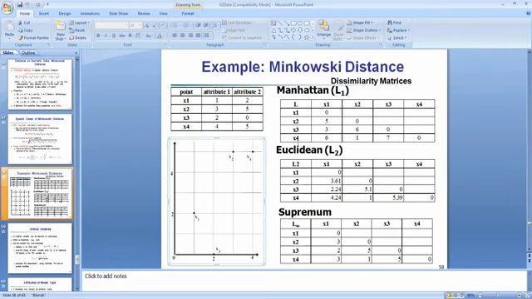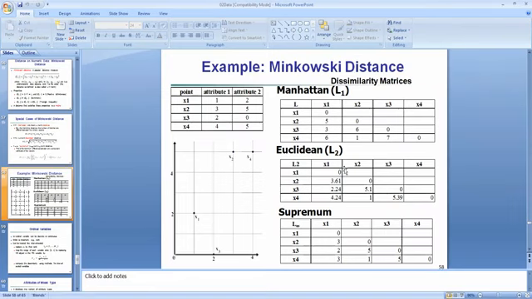For example, the distance between x2, x4 and x1 is 6. Distance between x4 and x2 is 1. Distance between x4 and x3 is 7. Distance between x4 and x4 is 0. So this is what we get by using the Manhattan distance formula.